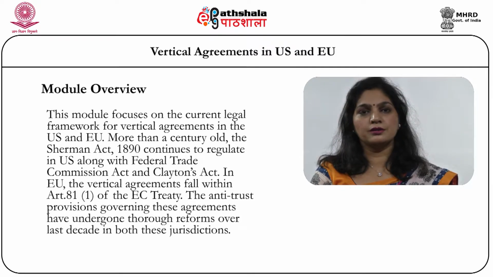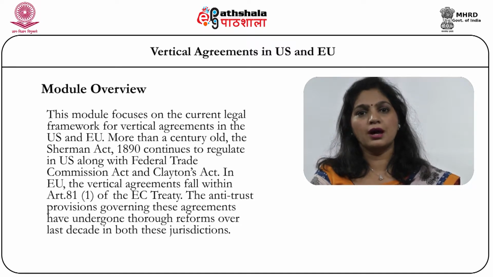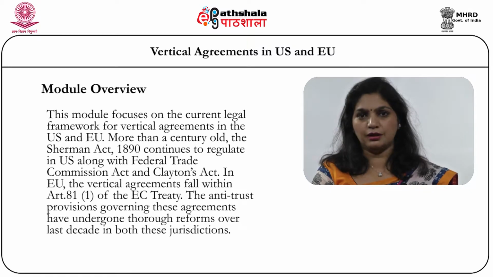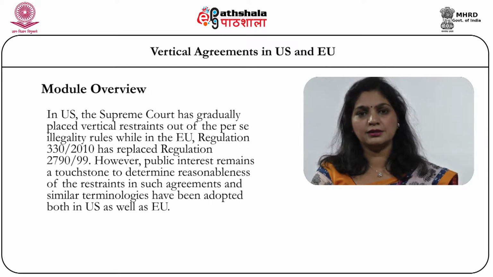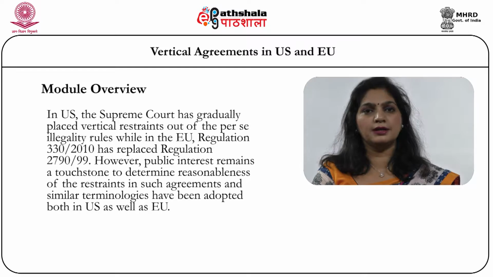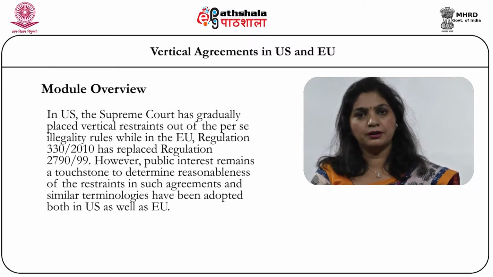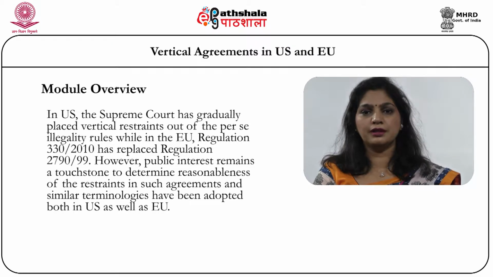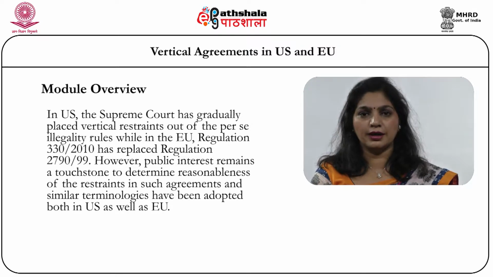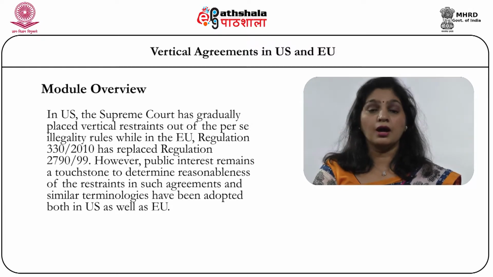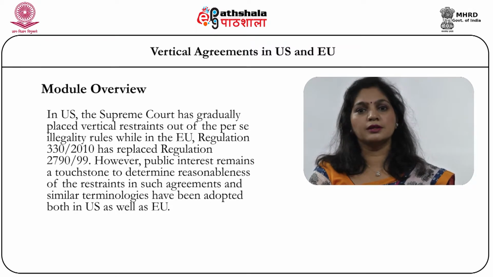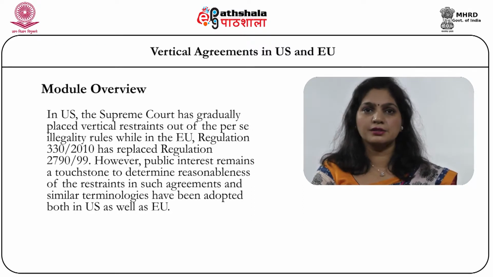The antitrust provisions governing these agreements have undergone thorough reforms over last decade in both these jurisdictions. This is what we see. In United States, the Supreme Court has gradually placed vertical restraints out of the per se illegality rules, while in the European Union, Regulation 330/2010 has replaced Regulation 2790/99. However, public interest remains a touchstone to determine reasonableness of the restraints in such agreements.